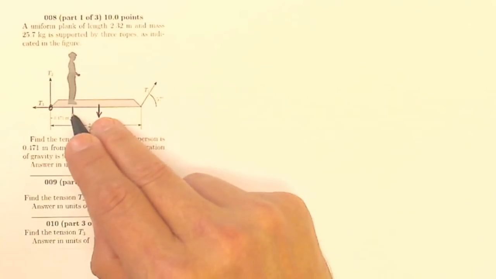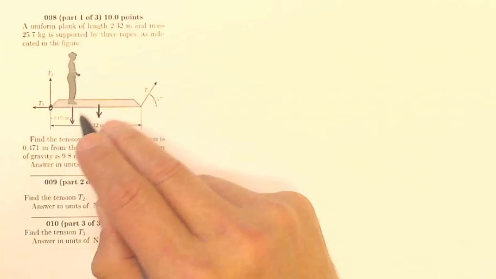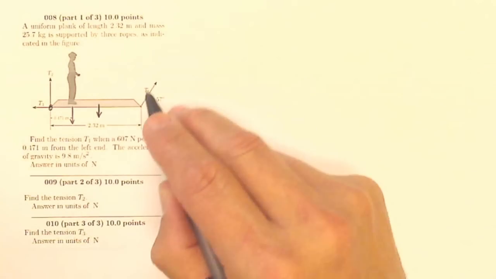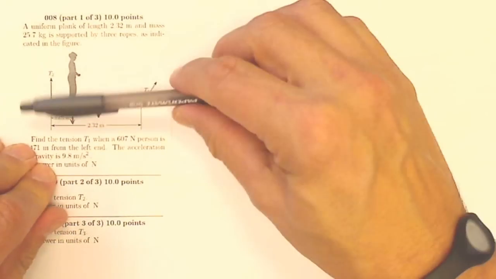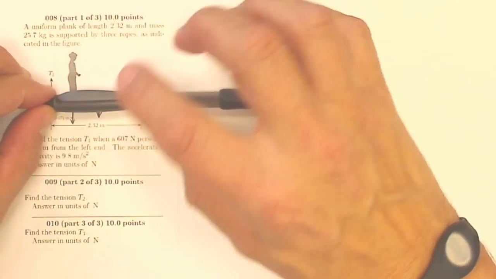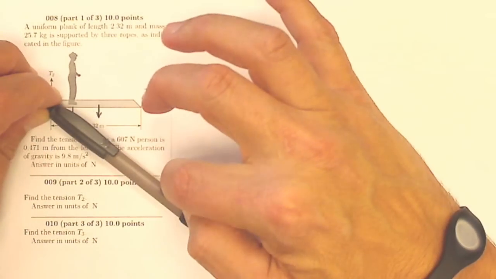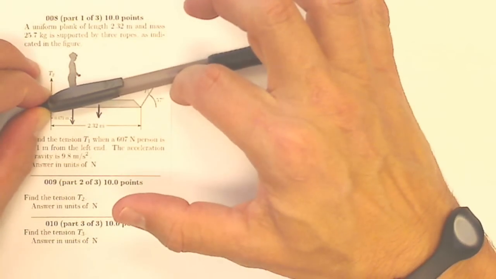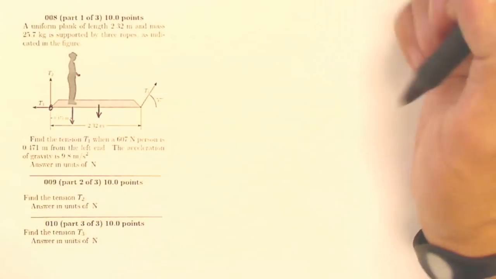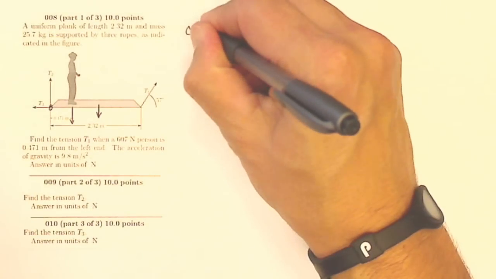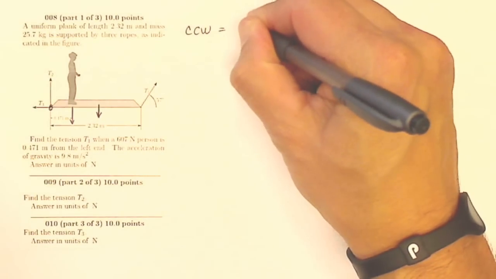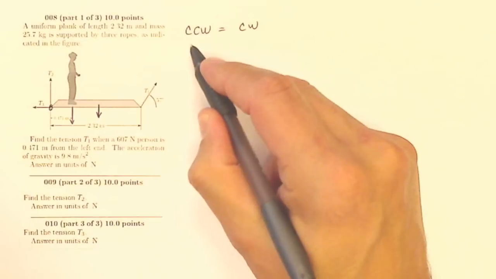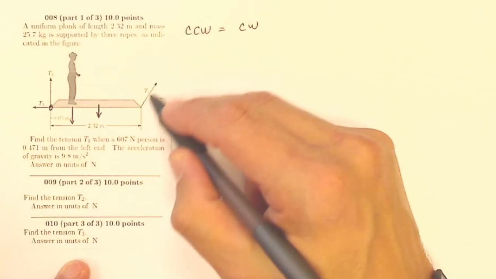What I have is this one and this one pulling down, clockwise, and this one pulling up, which would be counterclockwise. So if I think about that pivot point, these two on the bottom are trying to make it go clockwise, and this one at the end is trying to make it go counterclockwise. So I can say, just like I always do, my counterclockwise torques equal my clockwise torques. Counterclockwise, I've got just this one, this force alone.